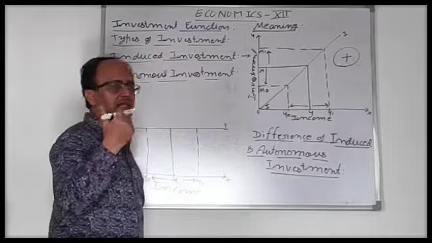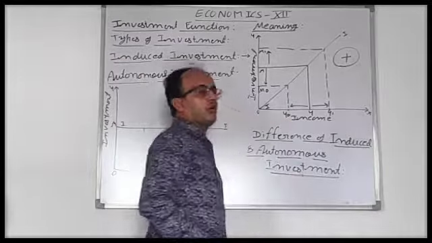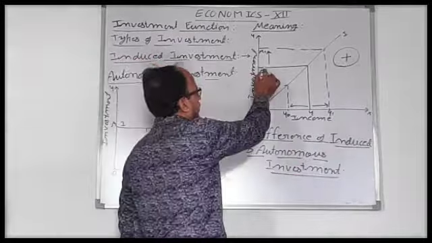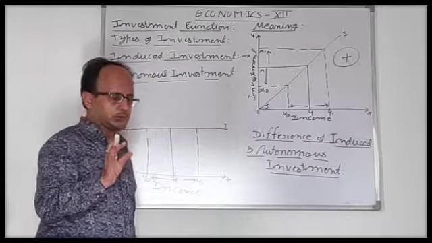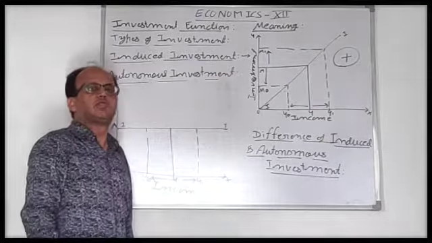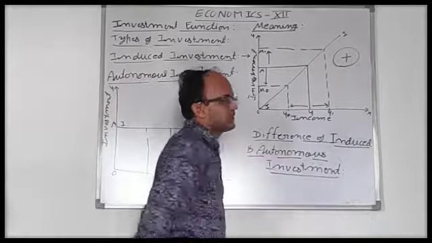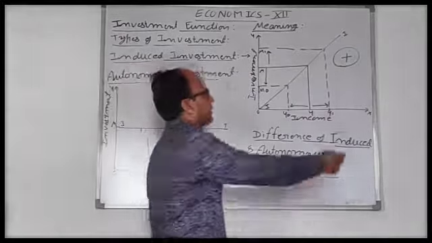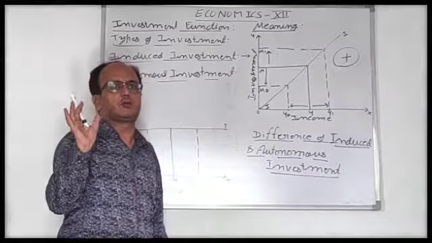So with the increase in income, investment will also increase. When the income level falls in the economy, investment will also decrease. Earlier it was OM, now it's OM0. So income and investment are both positively related to each other. As income increases, investment increases. As income decreases, investment decreases. So this is the induced investment of the economy.